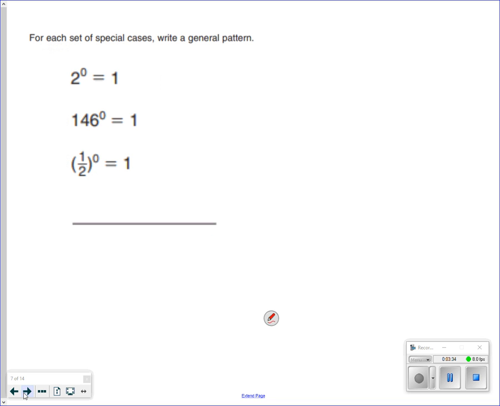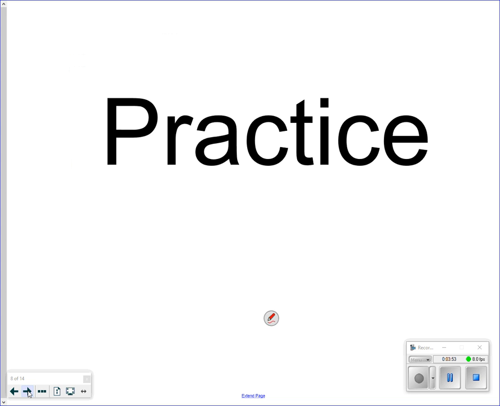Let's take another one here. 2 to the 0 power equals 1. 146 to the 0 power equals 1. 1/2 to the 0 power is 1. So I would say a letter m to the 0 power equals 1. Anything to the 0 power apparently equals 1. There you go. That's how you would read that.